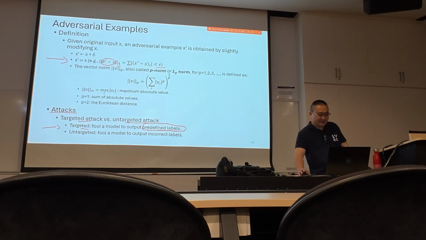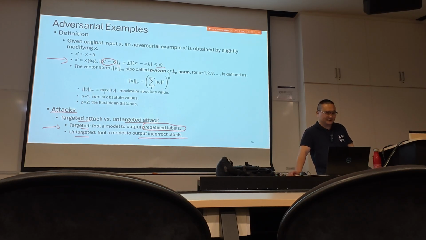And for an untargeted attack, the goal is that we just want to fool a model to output incorrect labels. So we don't care about the final output, but as long as the output is different compared to panda, that means we succeed. So this is the untargeted attack.